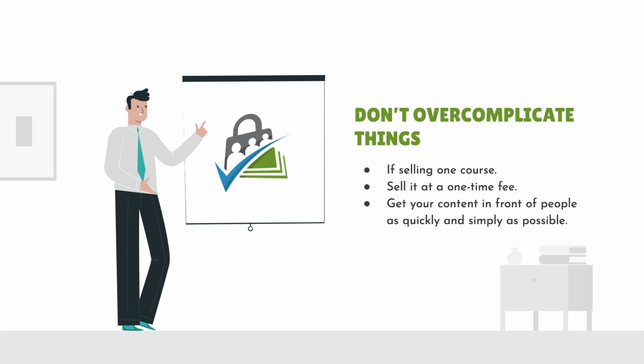If you are planning on selling a single course, sell it at a one-time fee and get your content in front of your users as quickly as possible. Start getting their feedback. Start viewing how many people are signing up. Is there interest? Just get your course to market as quickly as you can, because you can always build out from there.